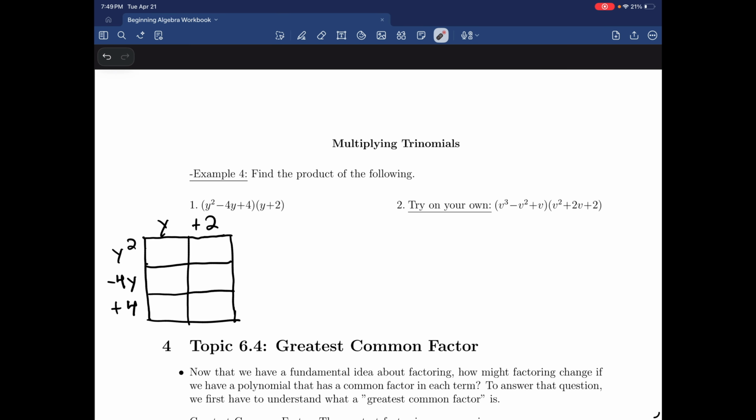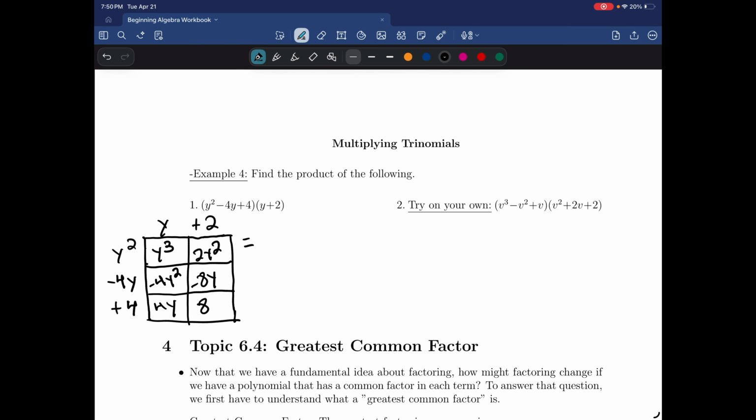So here in this box, we're going to have y squared times y, which is y cubed. Here in this box, we have y squared times 2, which is 2y squared. Here in this box, we're going to have negative 4y times y, which is negative 4y squared. Here we have negative 4y times 2, which is negative 8y. Here we have 4 times y, which is 4y. And then the last box we have 2 times 4, which is 8.